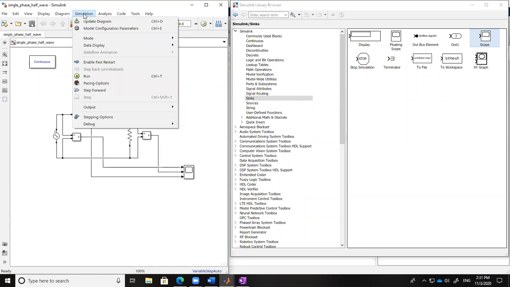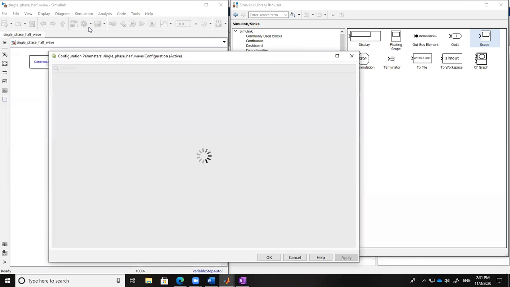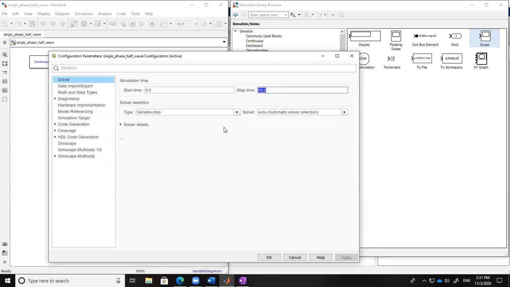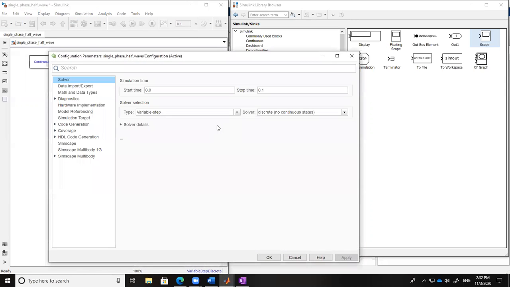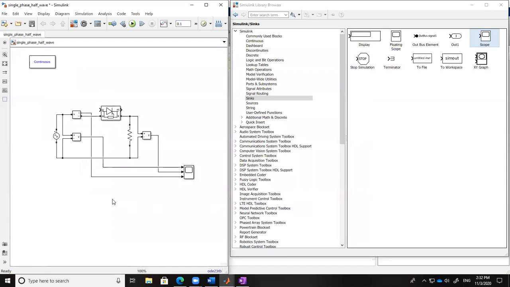So everything is configured. Now go to simulation, model configuration parameters, and run it for 0.1 second. I think that will be sufficient. Okay, I will come to that. And select ode23tb or discrete, whatever you say. Keep it discrete, no problem. Sorry, keep it continuous one.